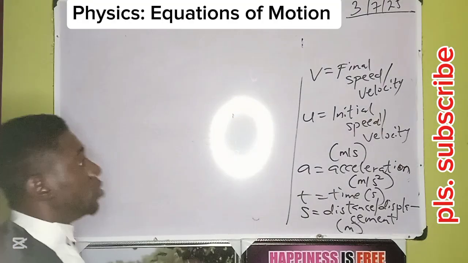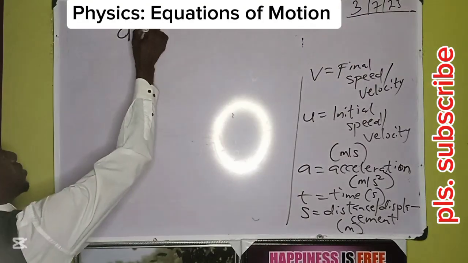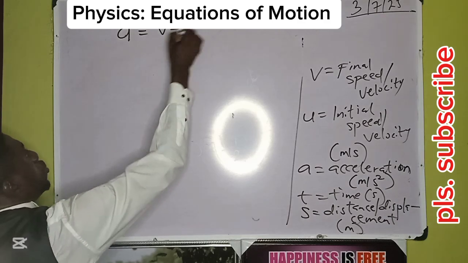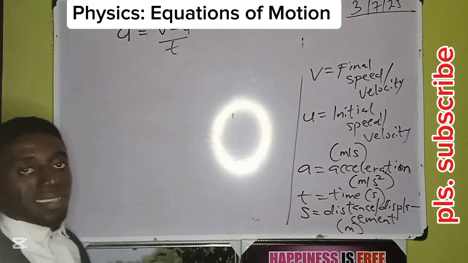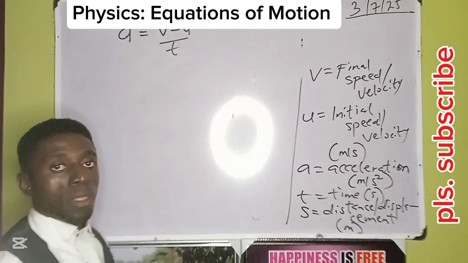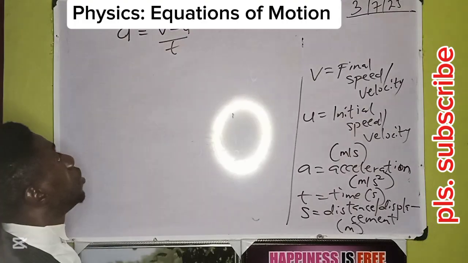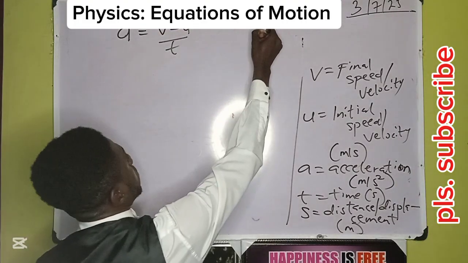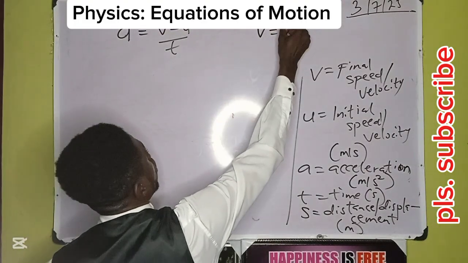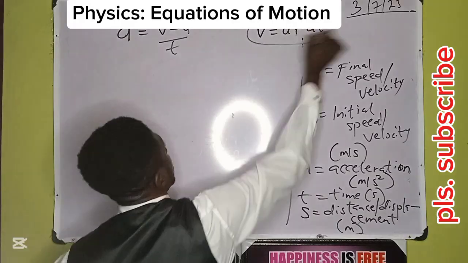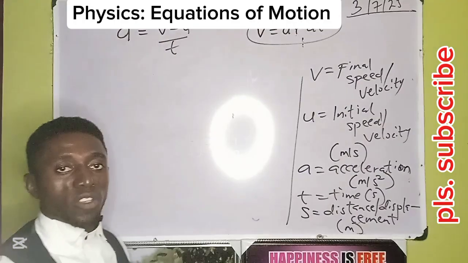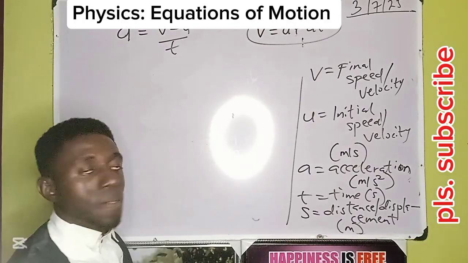We drop the first one. A is equal to V minus U over T. Acceleration is change in speed over time. Okay, recall the first equation is V is equal to U plus AT. This is the very first equation in equations of motion. Let's see how it was gotten.